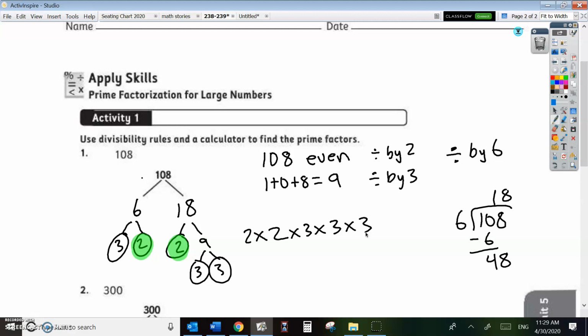Here's another way you can write it. Because there are two 2's, you put an exponent of 2 right above that. And because there are three 3's, you put an exponent of 3 above the 3. Just like that.